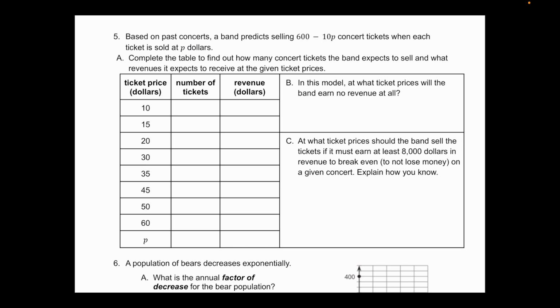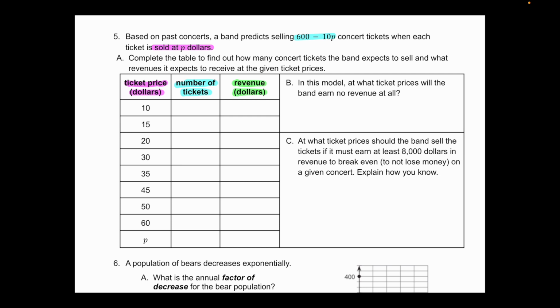So actually, instead of underlining, let me highlight these. I like to highlight the number of items in blue, the price in pink, and then I like to use green when I'm talking about revenue. So let's highlight where these should go. Number of tickets, that was blue, and ticket price was pink. So they have ticket price, number of tickets, revenue.